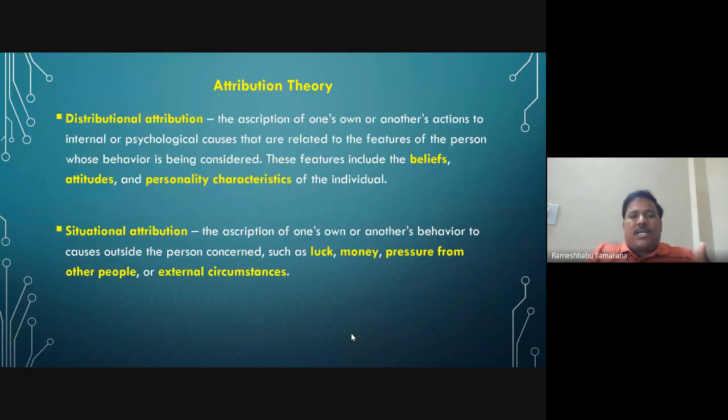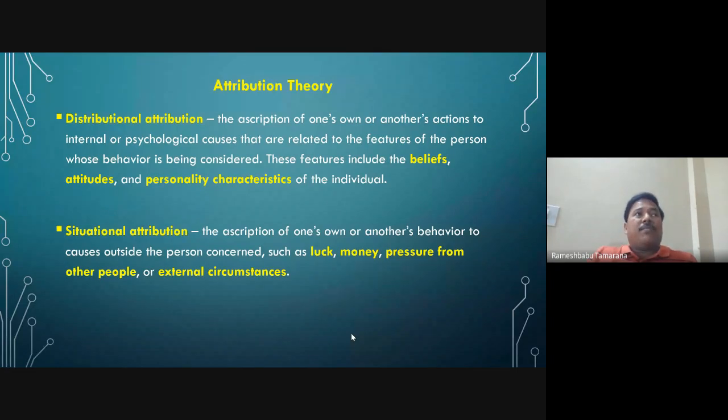So for example, he says that dispositional attribution is basically the ascription of one's own or another's actions to internal or psychological causes that are related to the features of the person whose behavior is being considered. So for example, when we are observing a particular individual, like why an individual commits sexual abuse, or why a certain individual steals things, when we are talking about dispositional attributions, we ascribe the motivations or causes to that particular person's behavior.